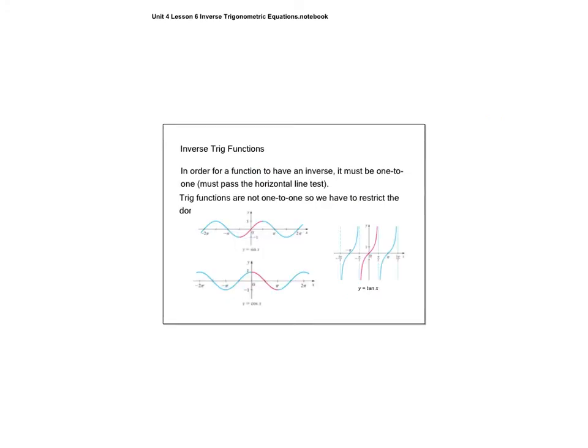So we have what are called inverse trig functions. In order for a function to have an inverse, it must be 1-to-1 and pass the horizontal line test. Basically, trig functions are not 1-to-1, because if you try to do the horizontal line test on these trig functions here, you will end up failing it. So we have to restrict the domain on these.